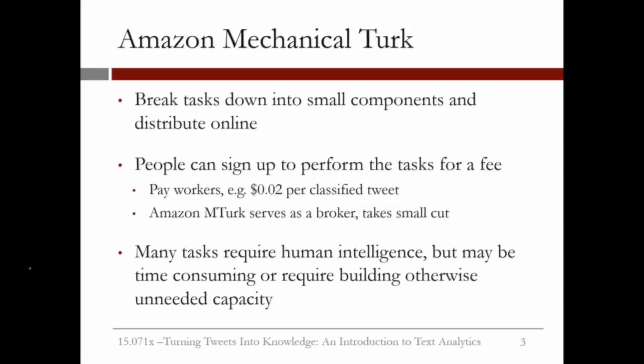It allows people to break tasks down into small components and then enables them to distribute these tasks online to be solved by people all over the world. People can sign up to perform the available tasks for a fee. As the task creator, we pay the workers a fixed amount per completed task. For example, we might pay 2 cents for a single classified tweet. The Amazon Mechanical Turk serves as a broker and takes a small cut of the money.